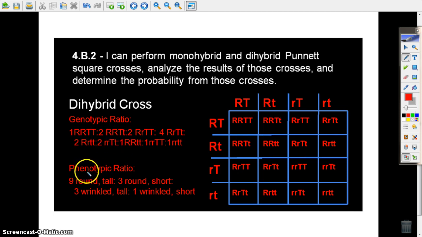The phenotypic ratio for a dihybrid cross will always be 9 to 3 to 3 to 1. And if you went through and said, okay, this is going to be round and tall, and you did that with all of them, you would find you'd have 9 round and tall, 3 round and short, 3 wrinkled and tall, 1 wrinkled and short possibilities. This is going to be true of all dihybrid crosses.